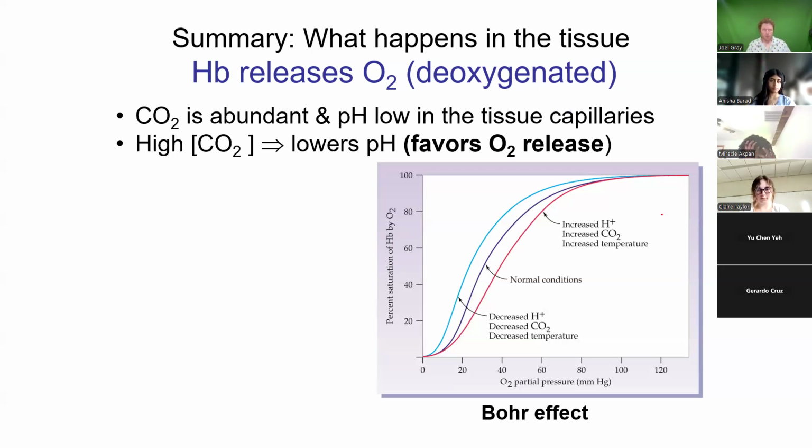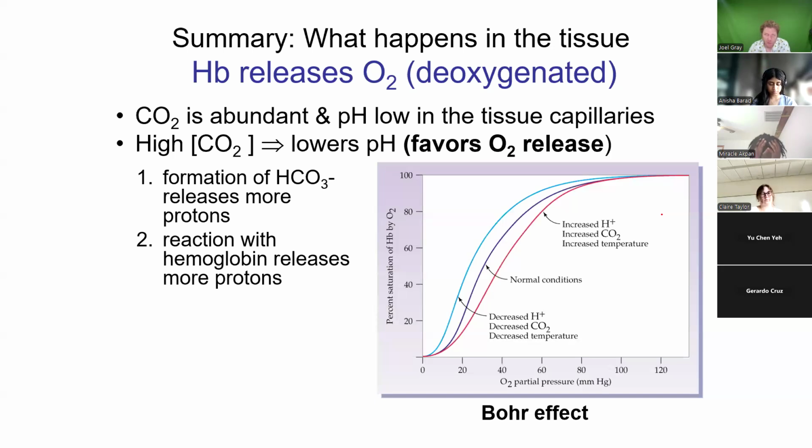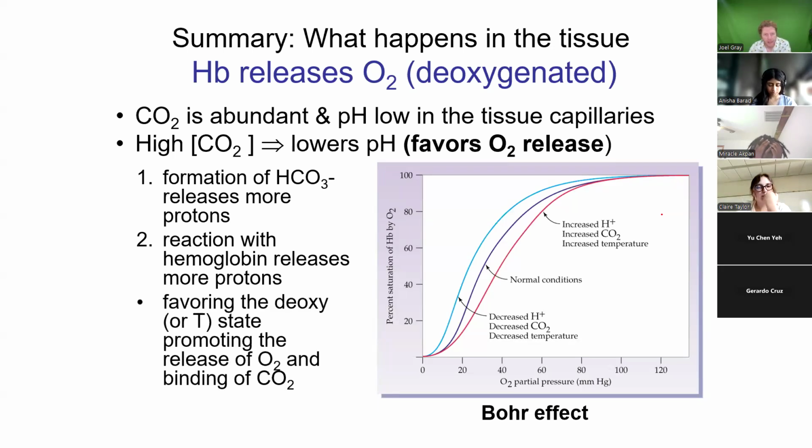So the formation of bicarbonate, or HCO3 minus, through carbonic anhydrase is going to release more protons. The reaction of CO2 with hemoglobin releases more protons, and that in effect favors the deoxy state of hemoglobin, or the T state of hemoglobin, promoting the release of O2 and binding of CO2.